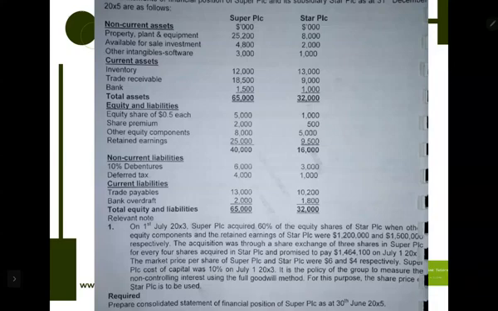Super PLC cost of capital was 10% as at 1st of July 20x3, and it is the policy of the group to measure non-controlling interest using the full value method. For this purpose, the share price of Star PLC is to be used. Prepare consolidated statement of financial position.